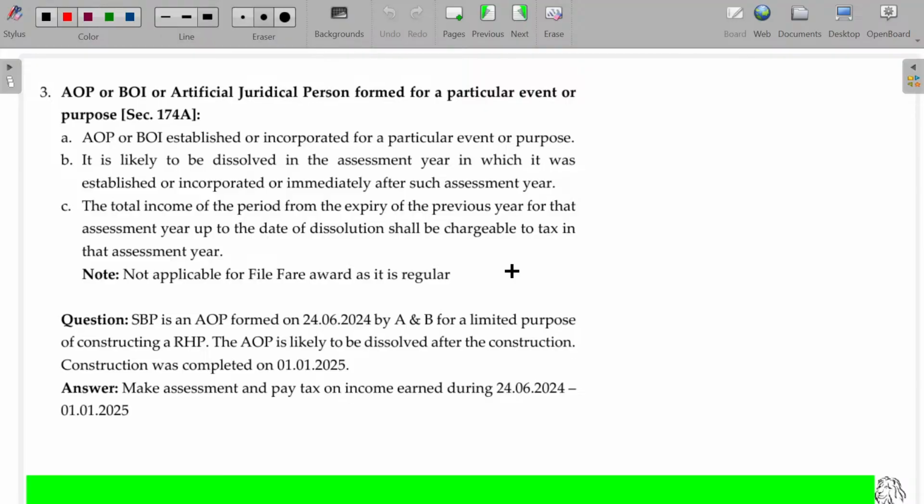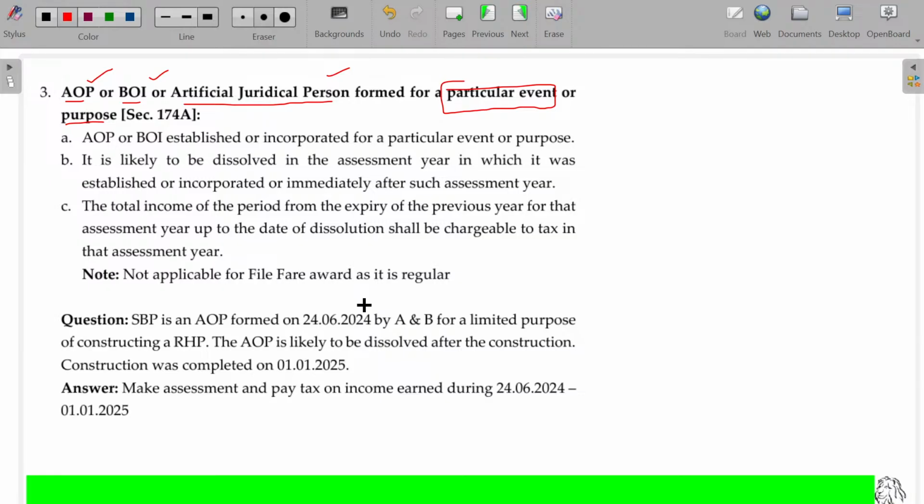Now, the third scenario: AOP, BOI, AJP formed for a particular event or purpose, then these sections will be applicable. Okay. Clear? Association of persons, body of individuals, artificial juridical persons. No need to worry about that.